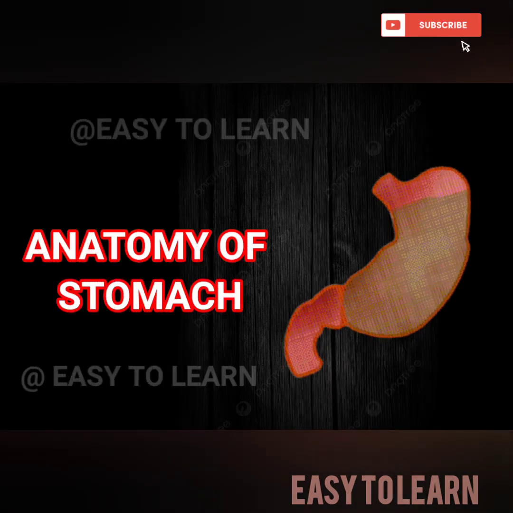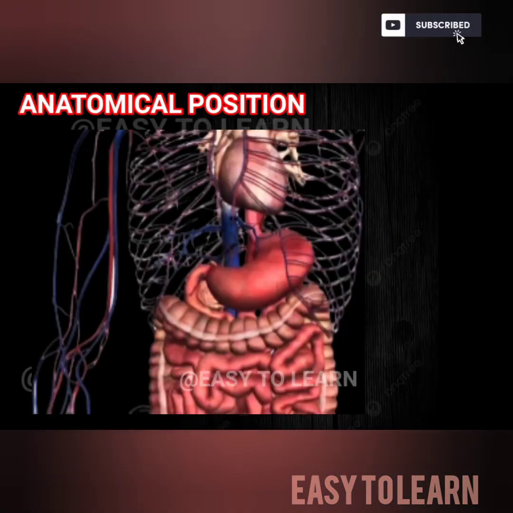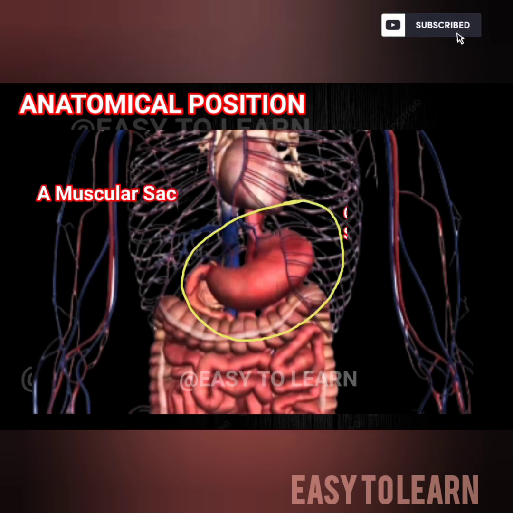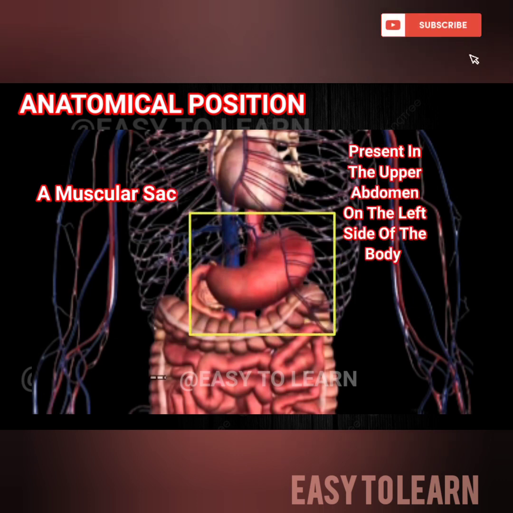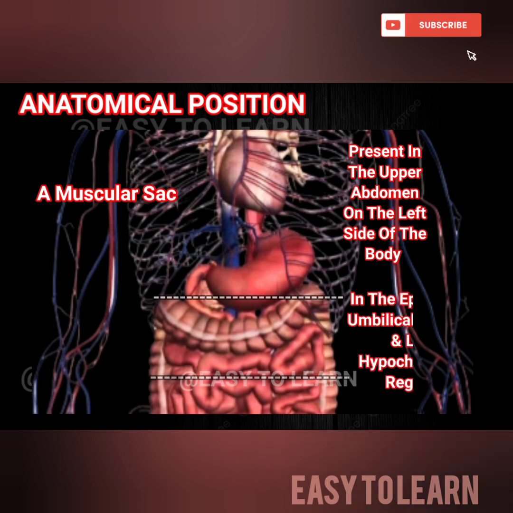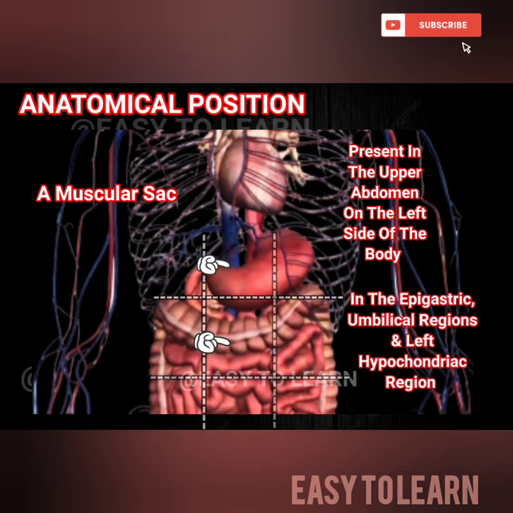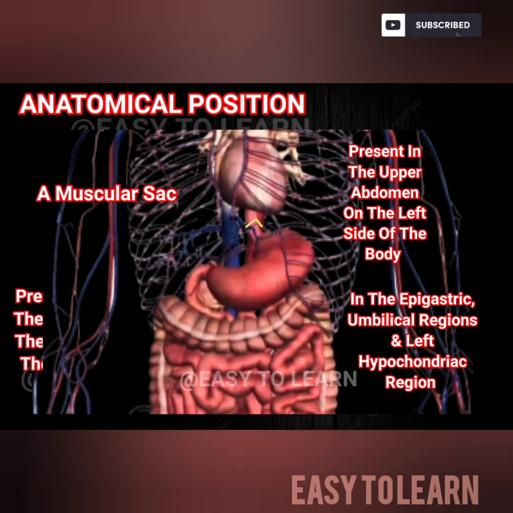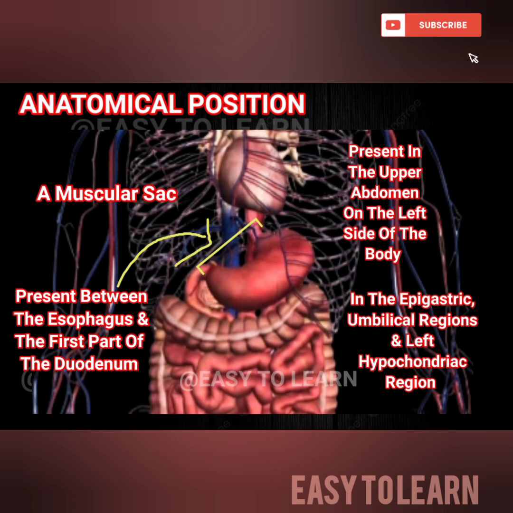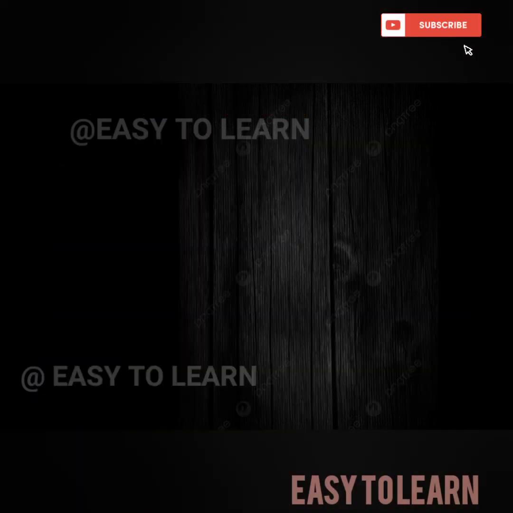Anatomy of stomach. Anatomical position. A hollow muscular sac, present in the upper abdomen on the left side of the body. It lies primarily in the epigastric and umbilical regions. However, the position may vary from person to person and with the position and respiration. It is present between the esophagus and first part of the duodenum.